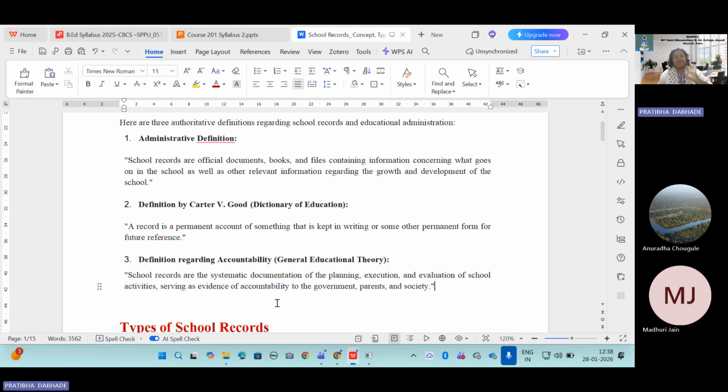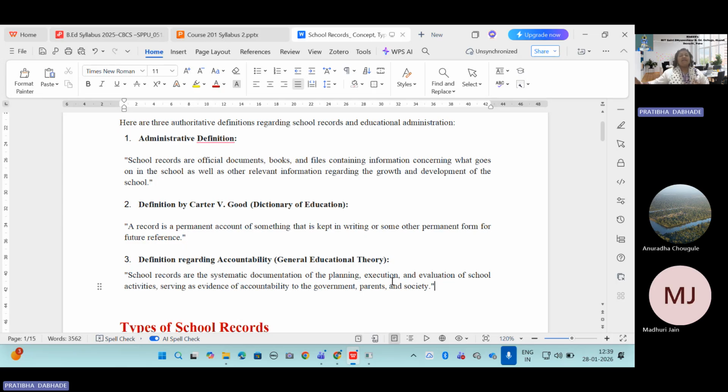Everyone's perspective is different. Accordingly, we are seeing different definitions given by different authors. Some definitions are in a particular dictionary. In this definition, what they are saying is systematic documentation of what? Of the planning. Somehow they are talking about event management. It's like event management: planning is there, execution is there, and after execution, again evaluation is there, right?